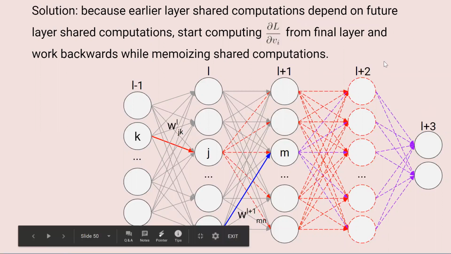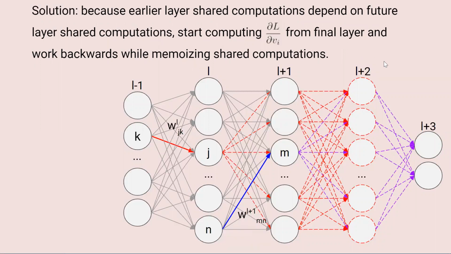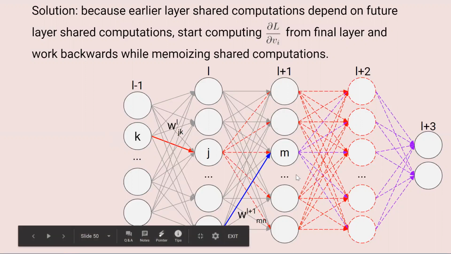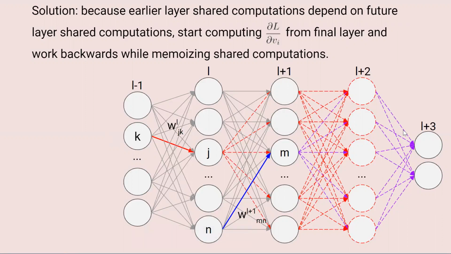Okay. And so this is what backprop basically is, right? Because the earlier layers have these shared computations based on the future layers, these things are purple. Well, then it makes sense to start computing things from our later layers, and then work our way backwards, right? Something depends on a future layer. You need to compute that thing in the future first, and then you can compute the thing in an earlier layer.